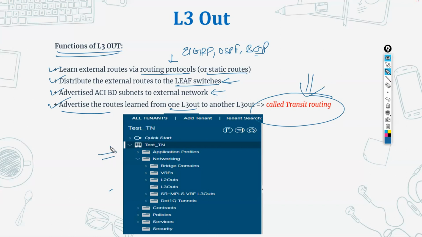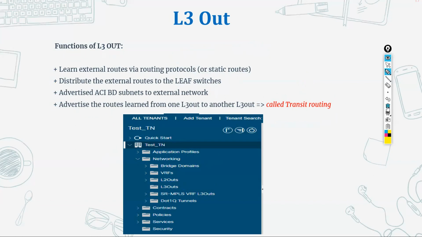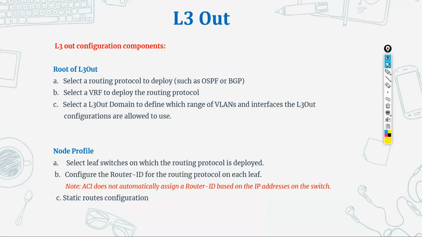In this section, you can see that we have a tenant called test. In the tenant, if you go to Networking, you can see we have the Layer 3 Out. So this is the path: we go to the tenant, then to Networking, and here we have the option to create the Layer 3 Out. So these were the four basic functions of L3 Out.